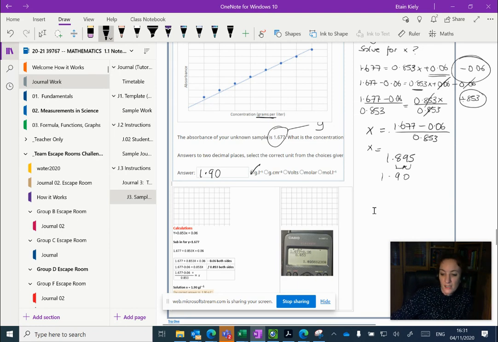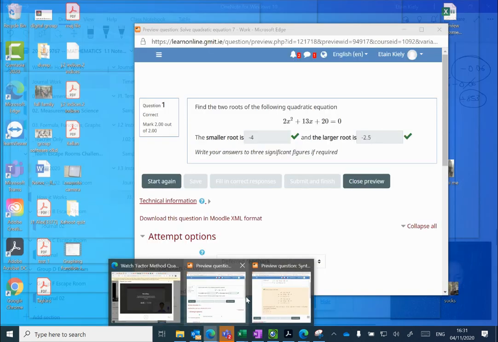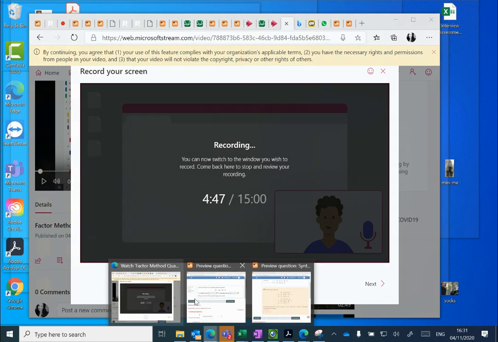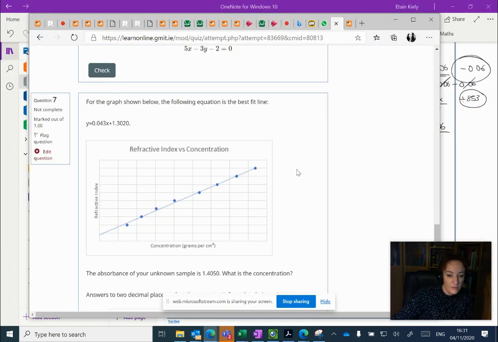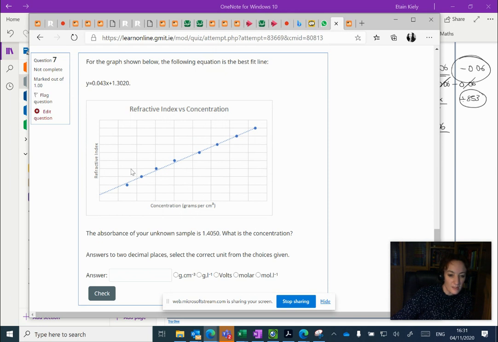And you're going to see loads of these question types in Moodle. You're going to see this over and over again in your Moodle quiz. The only difference is you'll get different numbers each time. So for example, this is another one, but this time it's refractive index versus concentration. Same idea. Take this, plug it in as your y value. You'll solve for x, and then you will read off your unit by seeing this is grams per centimeter cubed, which means you will take this one for your unit.